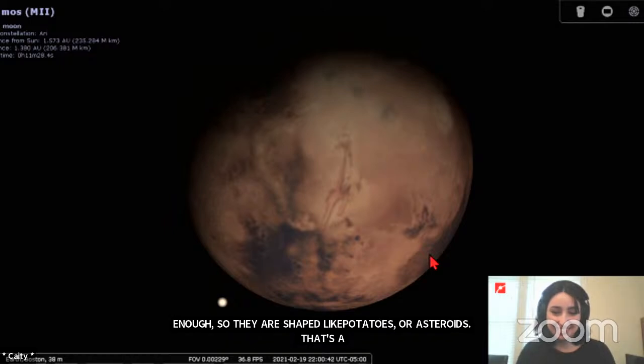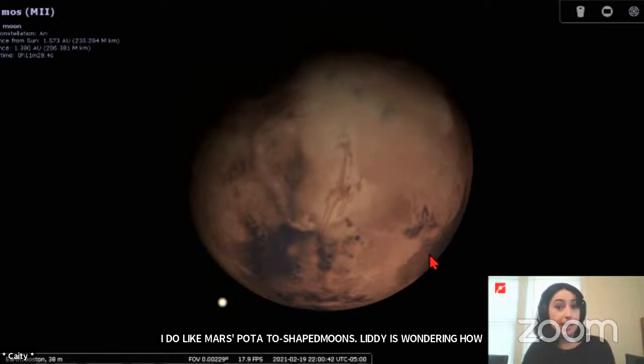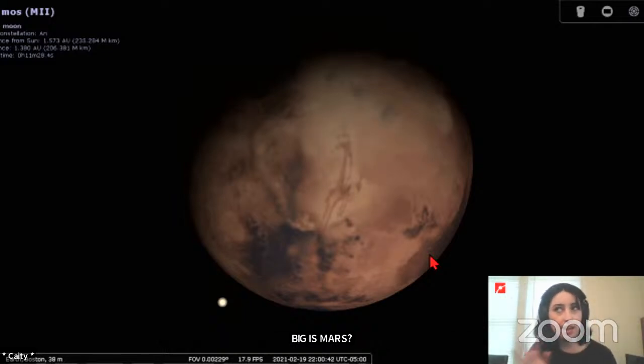Awesome. So kind of based on Mars compared to the size of the moons, Lydia H5 is wondering, how big is Mars? Yeah, another great question. Mars is smaller than the Earth. It's just over half the size of the Earth. So it's bigger than Earth's moon, but smaller than the Earth is, if that kind of helps put it into scale.